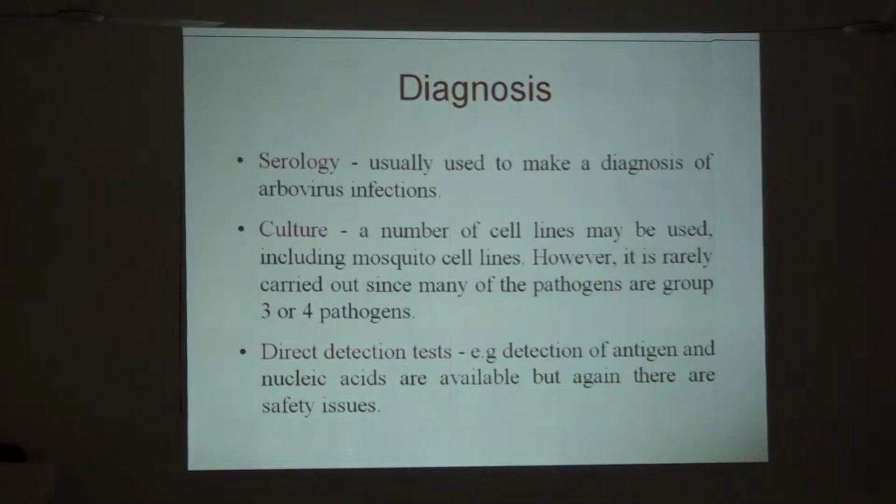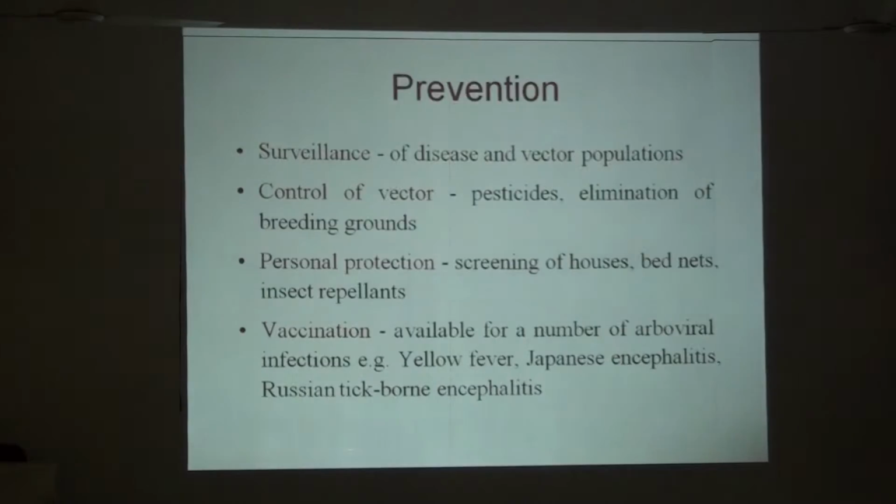But it is very rarely used because many of the pathogens are group 3 or 4 pathogens, which raise a safety issue. Then third is the direct detection test by PCR, where we can detect the RNA and different antigens of the virus. This also has some limitation because of the safety issue.